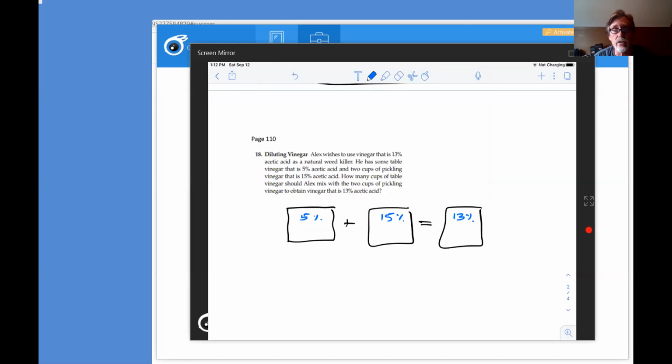Did you notice that 13 is way closer to 15? In real life, what you do is you go, well, I'll use a lot more of the 15 than the 5 because 13 is a little weaker. You know what I'm saying? So a little bit of our common knowledge helps a lot.